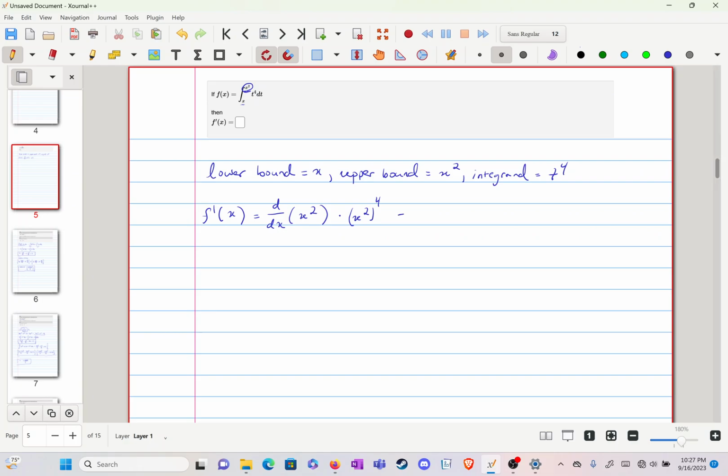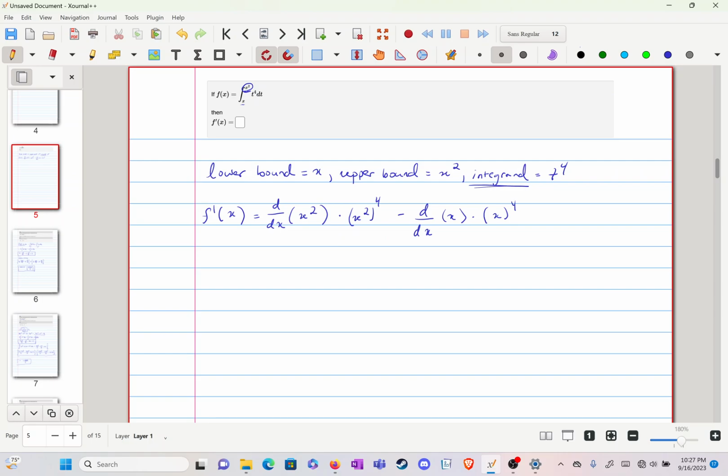Subtract that. Now we've got to subtract that because we have the lower bound. Differentiate the lower bound, which is just x here. And then plug the lower bound into our integrand here. And so that would be x to the 4th. All right, now we have it all set up.